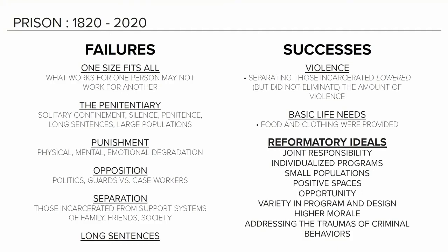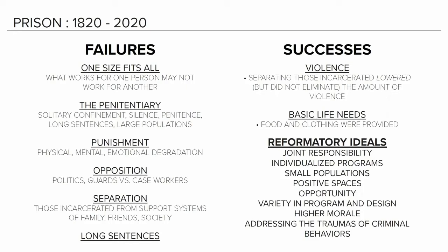What works for one person may not work for another, and each period of reform focused on helping one type of person, excluding the reformatory period. The penitentiary has failed in the solitary confinement, silence, penitence, long sentences, and large populations. Punishment has resulted in physical, mental, and emotional degradation.